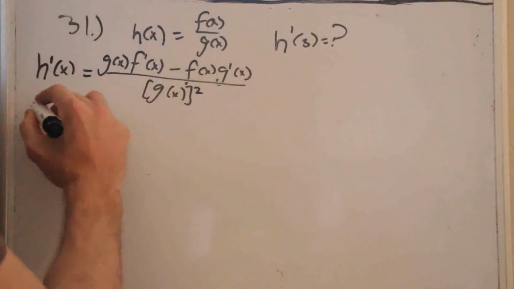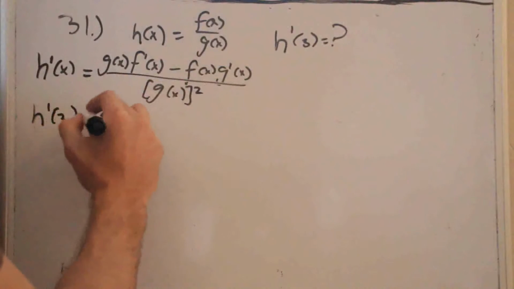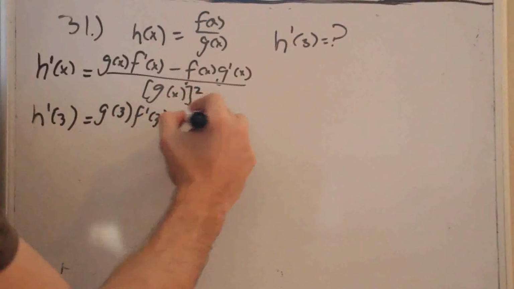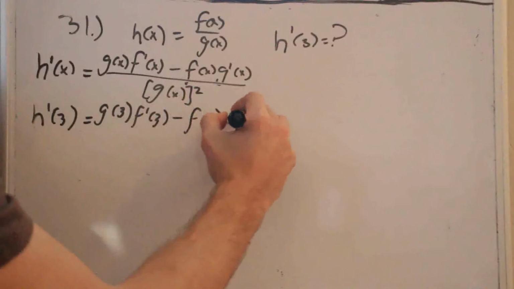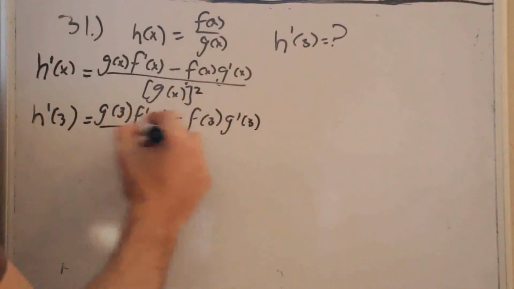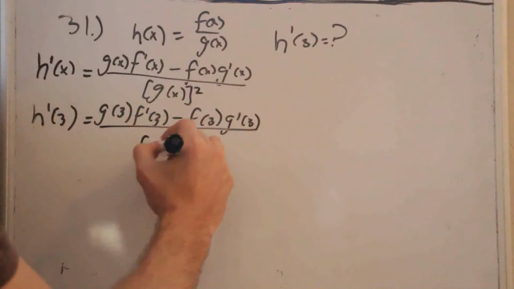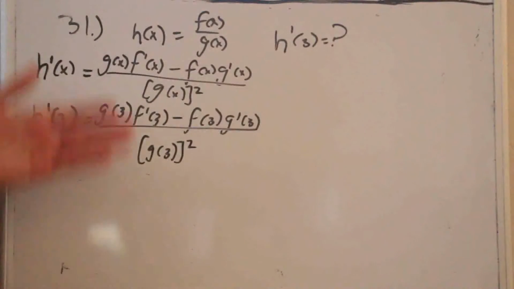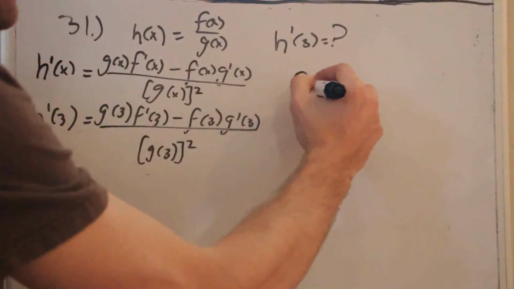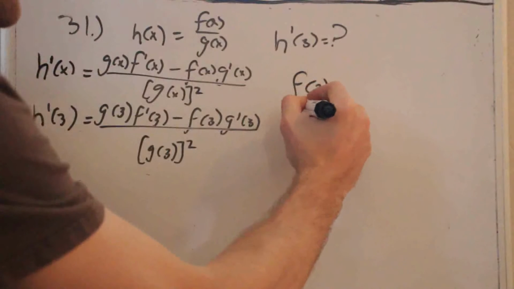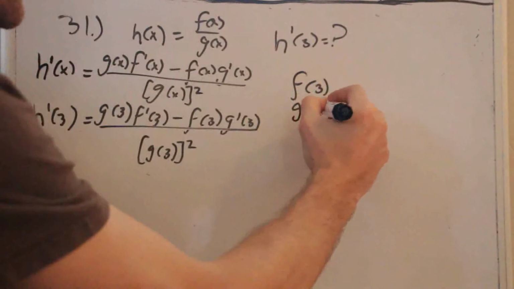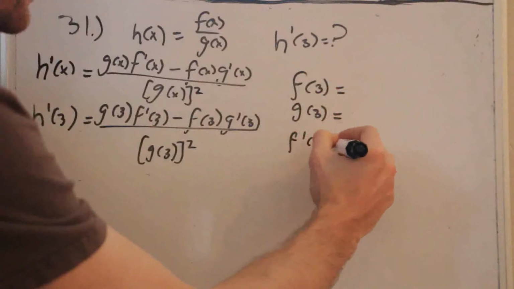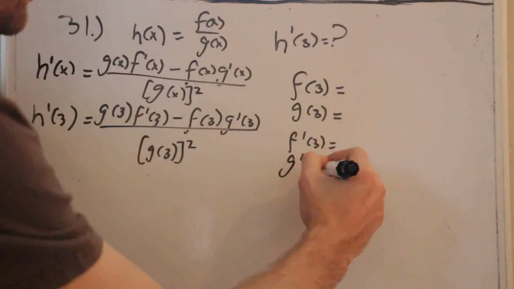So h prime of 3 equals g of 3 f prime of 3 minus f of 3 g prime of 3 all over g of 3 squared. Okay, and then the only question left is what are all those values? So what I recommend is create a little thing here: f of 3 equals, g of 3 equals, f prime of 3 equals, and g prime of 3 equals.